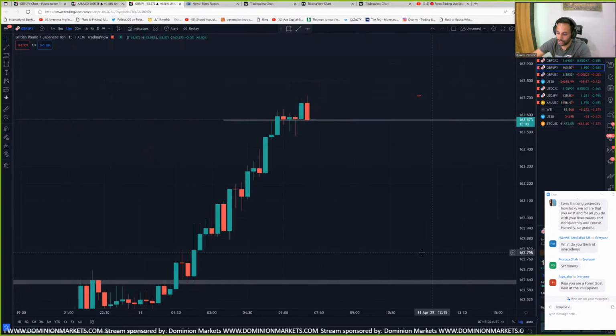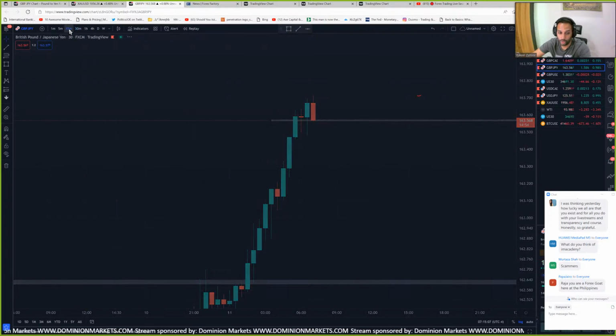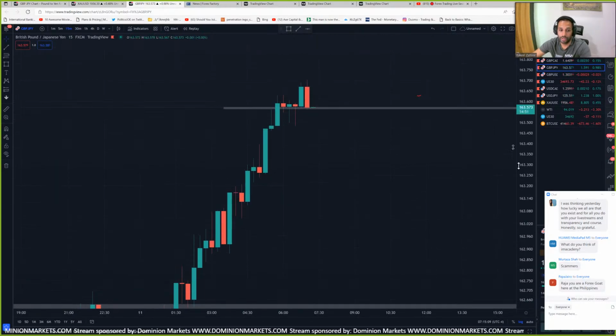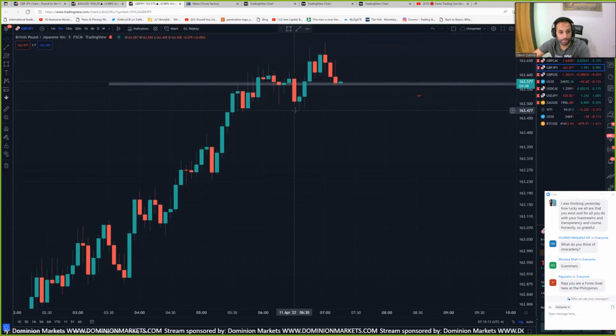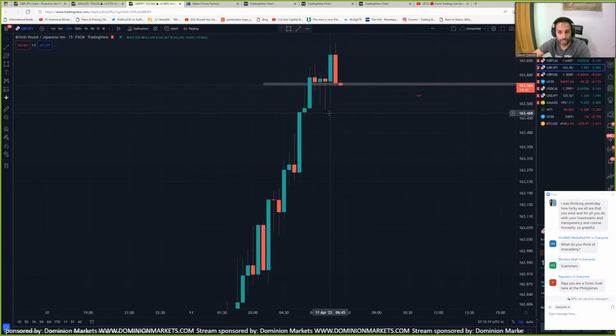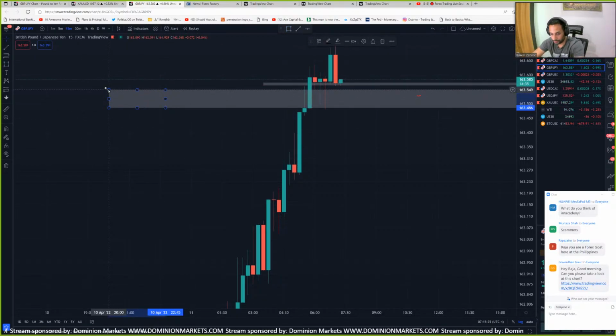Is it good to take GJ sells now? No. Not right now. If you really, really want to take sells on GJ, probably look for sells below 163.460, below this wick here, or even 470. Yeah, 470 would be much better.